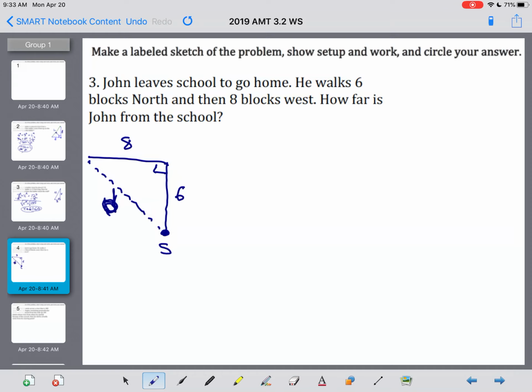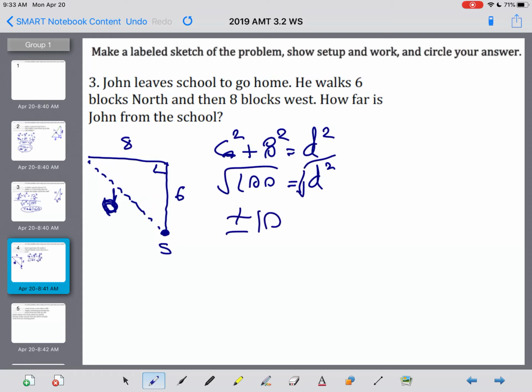Okay. So, right triangle, yes. Two sides, yes. Looking for the third, yes. Pythagorean theorem. So 6 squared plus 8 squared equals D squared. So this is just like our first problem. This is going to come up to be 100. Square root, I get plus or minus 10 exactly for my distance. And these are blocks. And I don't have negative blocks here. Alrighty, moving on.